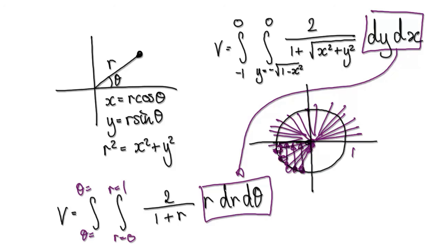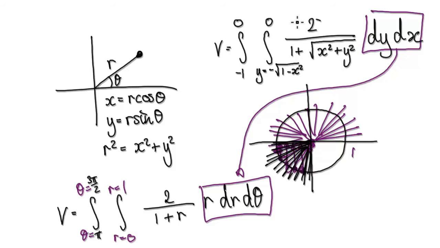And then in terms of the angle, you're scanning the angle like this from theta equals pi, and stop at 270 degrees, which is stop at 3 pi over 2.